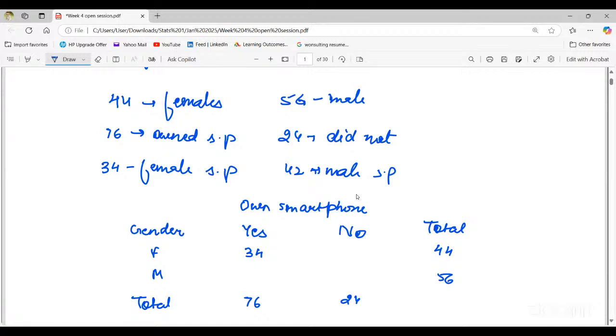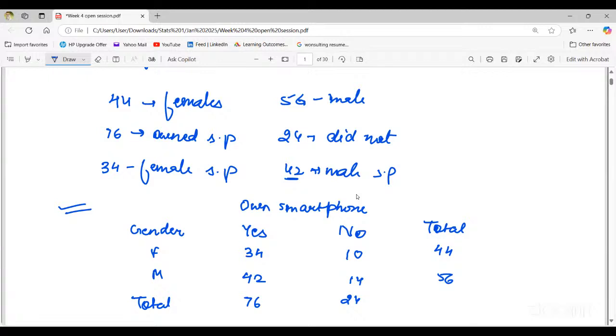Now we have 34 females who are owning a smartphone and 42 males who are owning a smartphone, right? So what is the number of females who are not owning a smartphone? 10. And males who are not owning it? 14. This is a two-way contingency table which is summarizing our data in an organized manner.